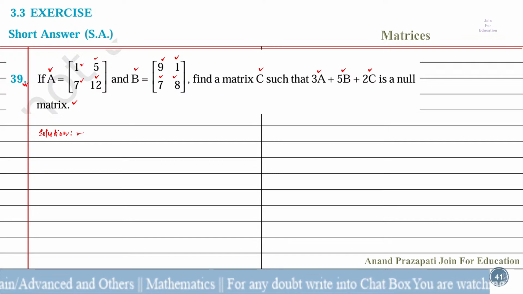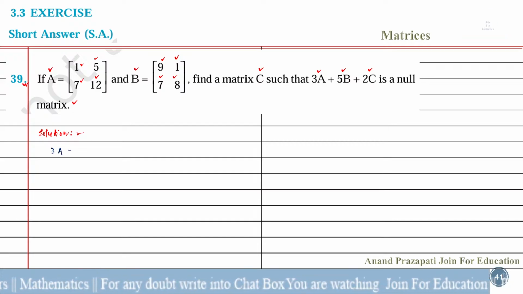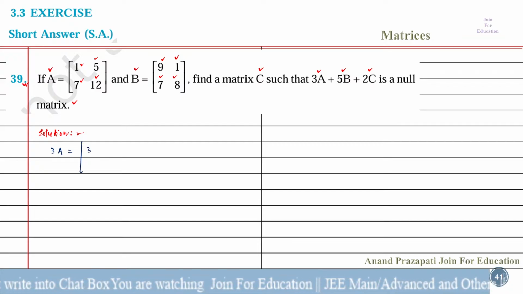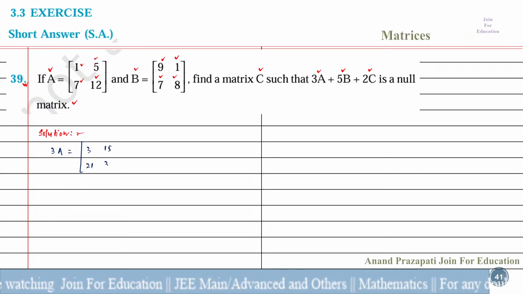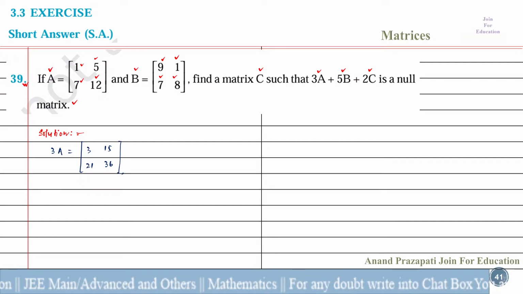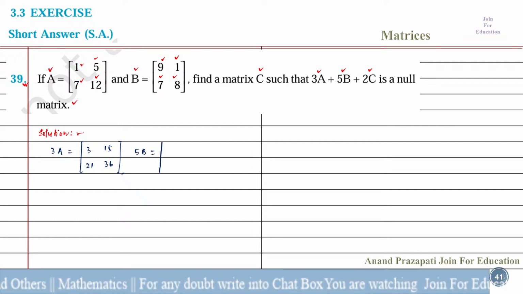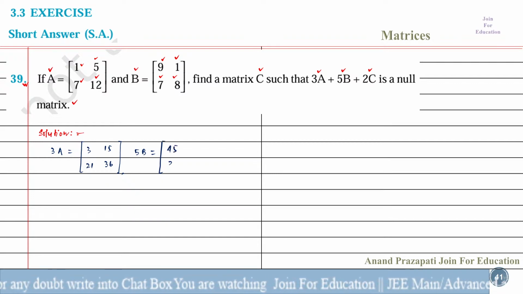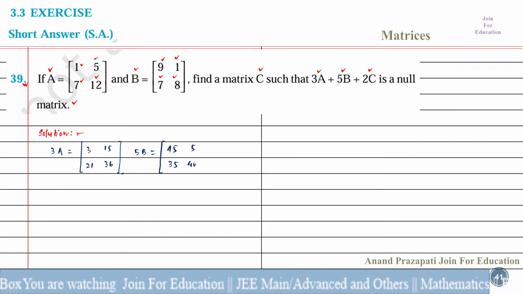So we find out 3A. 3A equals, we multiply each term by 3, then we get here 3, 21, 15 and 36. And 5B equals 45, 35, 5, and this is 40.